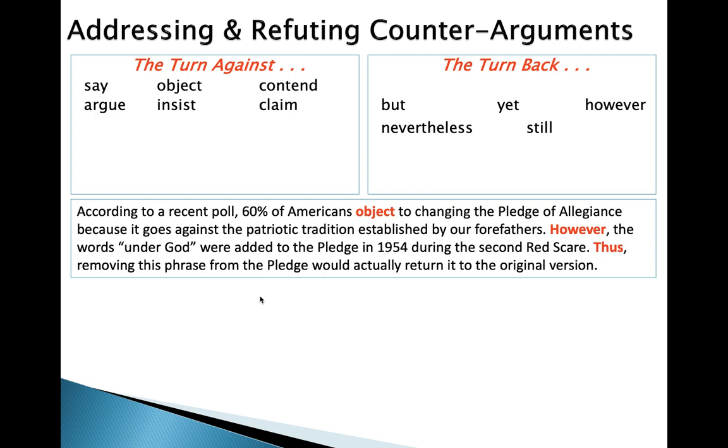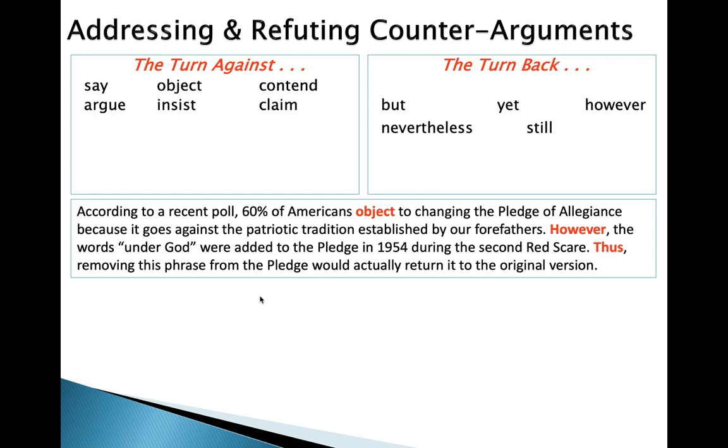So according to a recent poll, 60% of Americans object to changing the Pledge of Allegiance because it goes against the patriotic tradition established by our forefathers. That's the turn against. I'm bringing up the counterargument. Now I'm going to turn back to my argument and signal that I'm going to now refute that counterargument.